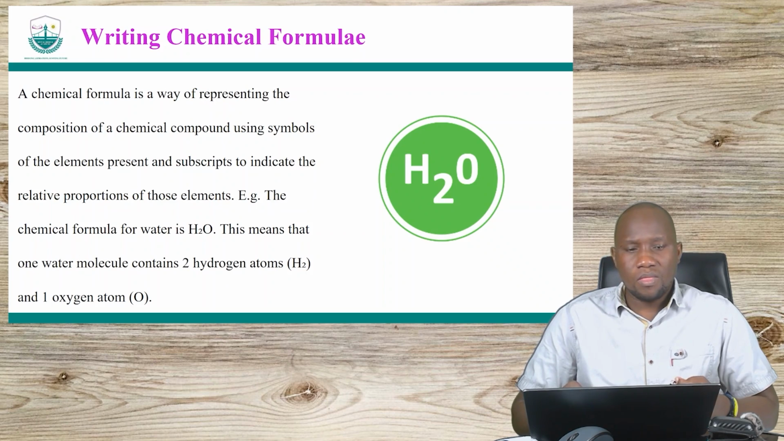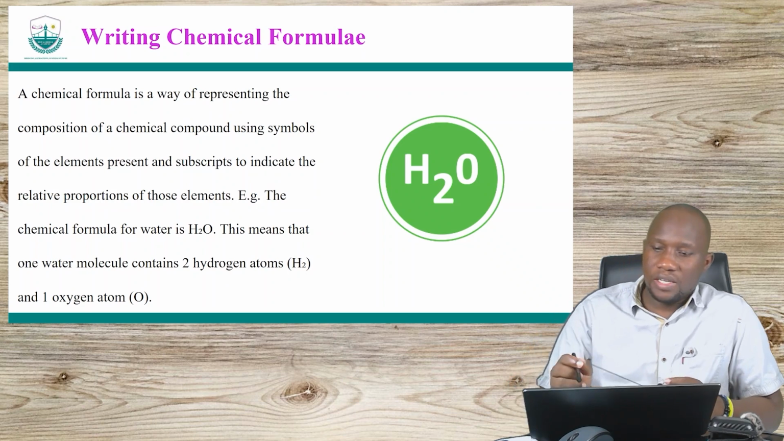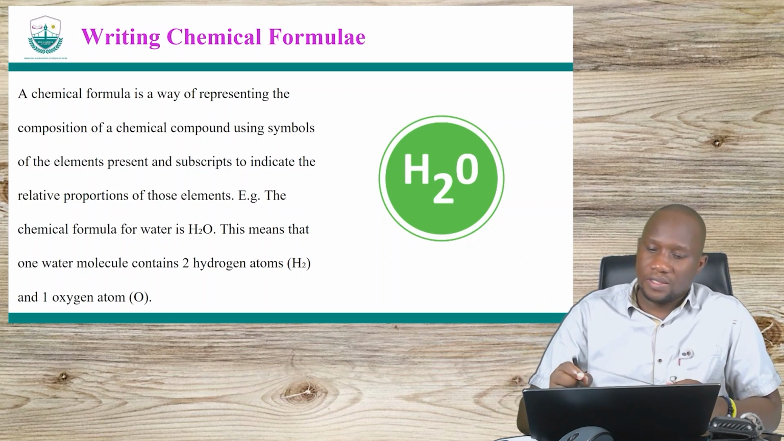So what are these? A chemical formula is a way of representing a composition of a chemical compound by the symbols of the elements that are present and indicating the number or the proportion of each of these elements. So let's use the example of water. The chemical formula for water is H2O. Okay? H2O, just like what you see here.